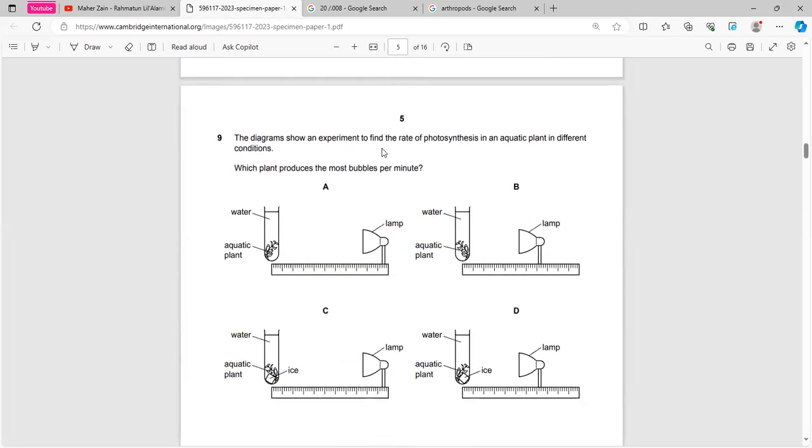In question number 9, we need to know what conditions plants need in order to photosynthesize. Plants need an adequate amount of light and oxygen, and the temperature should be moderate, about 25 to 30 degrees. In options C and D, there's ice present, so the temperature is completely wrong for the plants to grow, below 0 degrees. If we compare A and B, the source of light, or the lamp, is placed far away from the aquatic plant as compared to B. So the best choice is B.